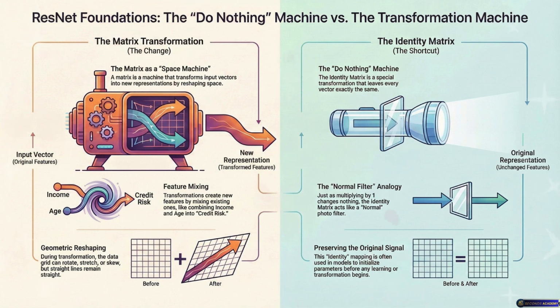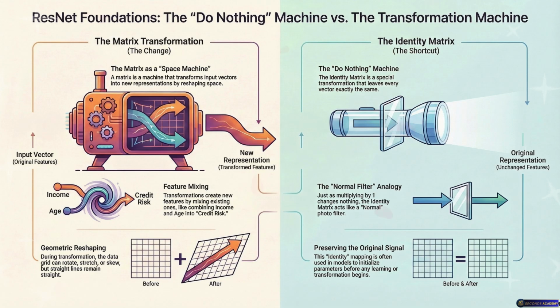So how did the identity matrix solve this? The researchers introduced skip connections. They altered the architecture so that a layer didn't just have to output its transformed data. It could output its transformed data plus the original unaltered input data. They essentially gave the network an escape hatch.